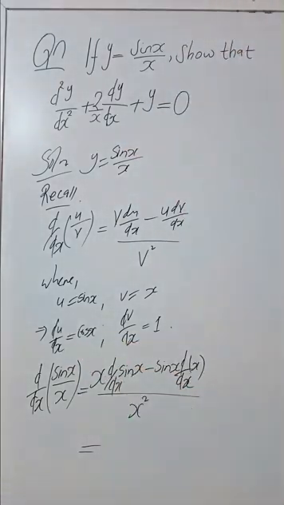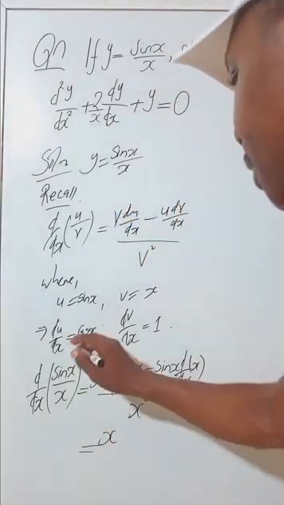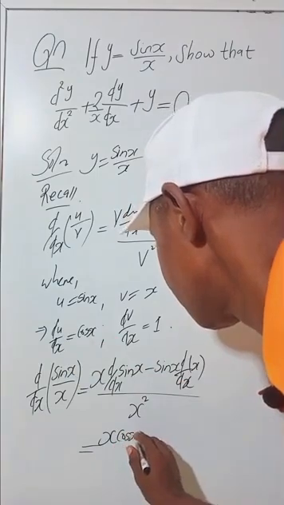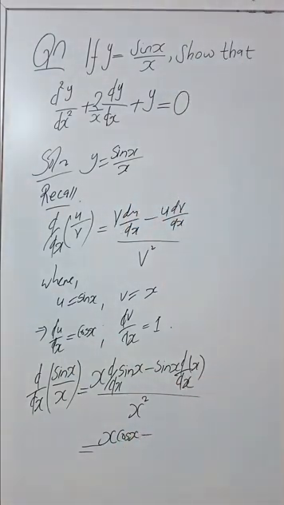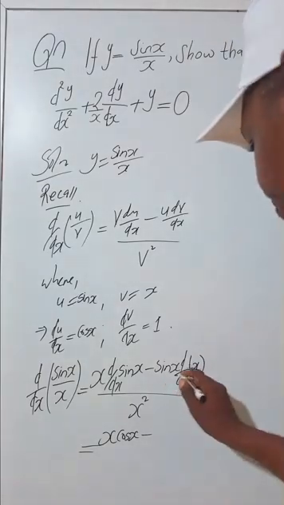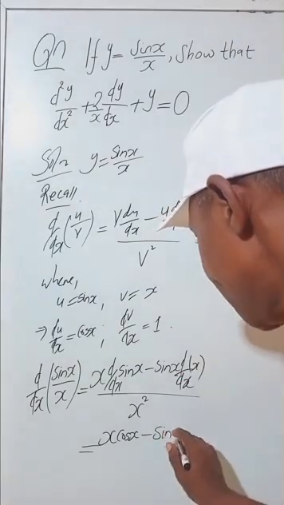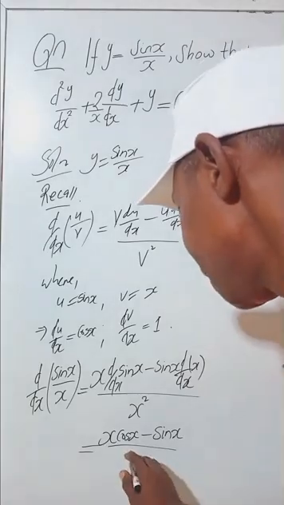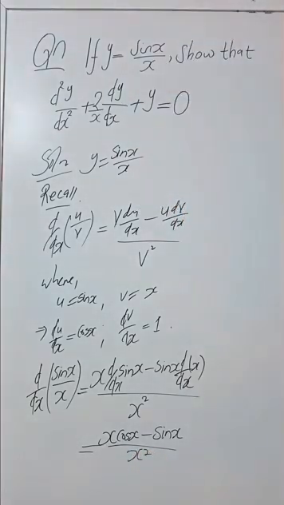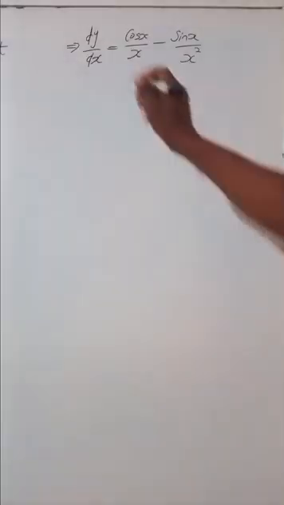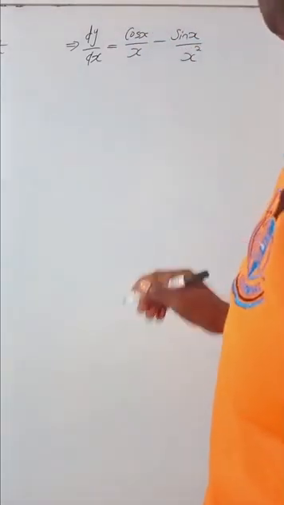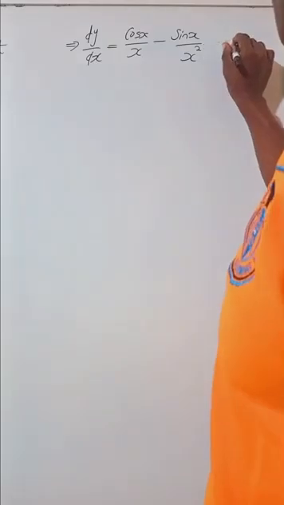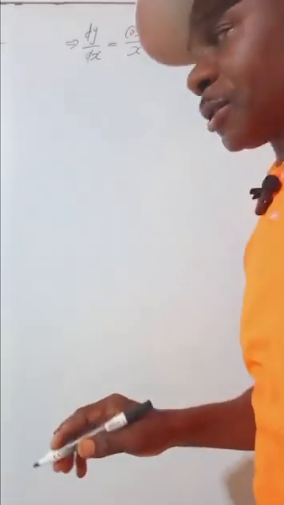So here we shall have x cos x, minus differentiating x with respect to x, that is 1. So 1 times sine becomes sine x. Then we divide by x squared. So our dy/dx equals cos x over x minus sine x over x squared. This is our dy/dx.